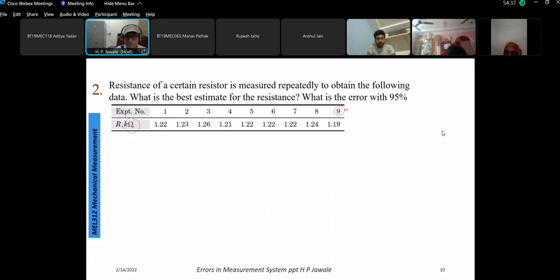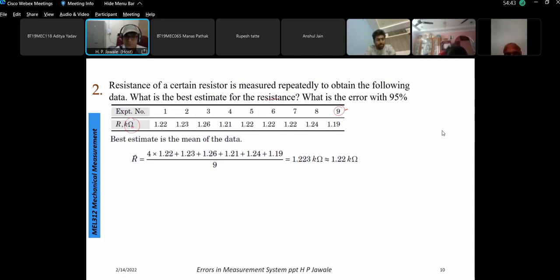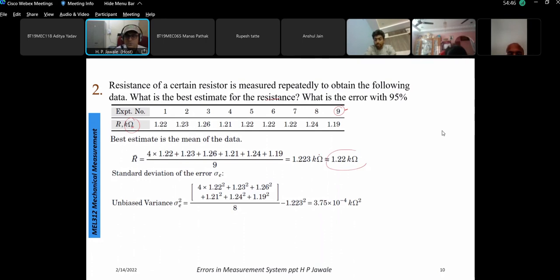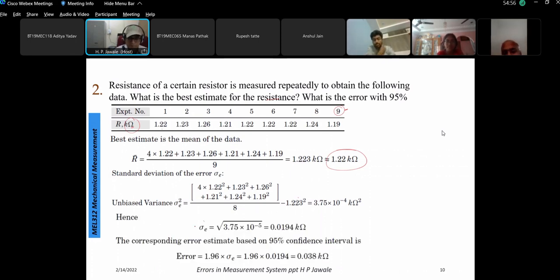It is very clearly the mean. And what is the error with 95% confidence? The mean can be found out, here 1.22 is the best estimate of the resistance. Once the variance is found out, we can get the value of sigma with the use of a statistical tool. Now when somebody says 95% confidence interval is required, we know that the area under the bell-shaped curve corresponds to 1.96 times the sigma limit. So this is the value of the error that is likely to occur if I consider 95% confidence, say 0.038.